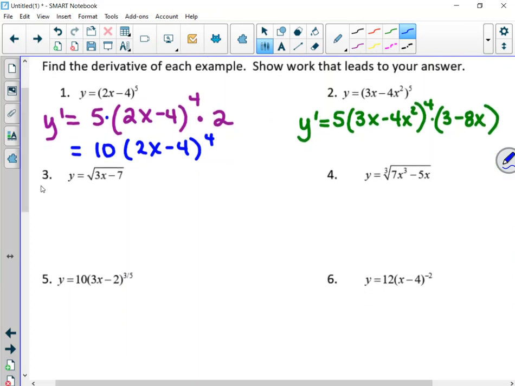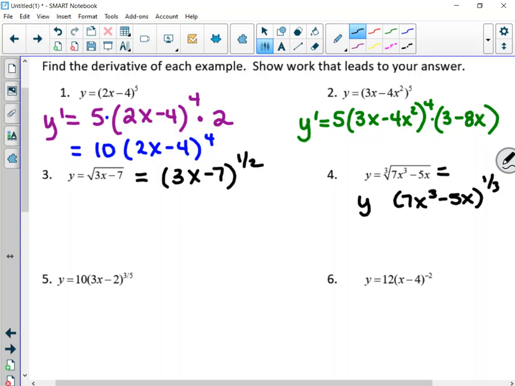All right, 3 and 4 are related. They're both roots. This one would be 3x minus 7 to the 1/2 power. And this would be 7x cubed minus 5x to the 1/3 power. Okay. In both of these cases, expanding isn't really an option. There's not a plan for rewriting something that's being square rooted like we can with something squared. But the chain rule will still apply.